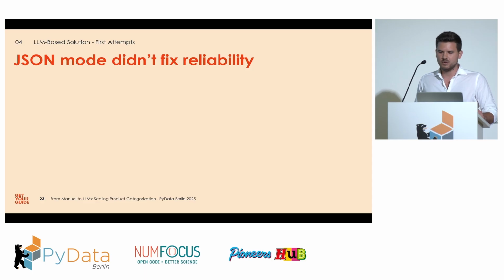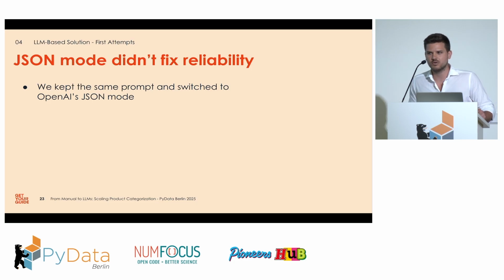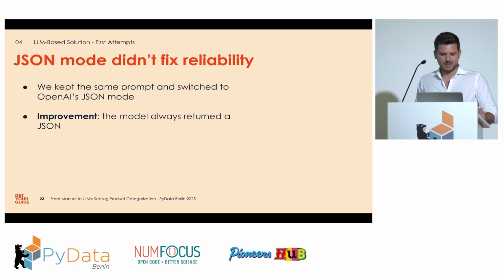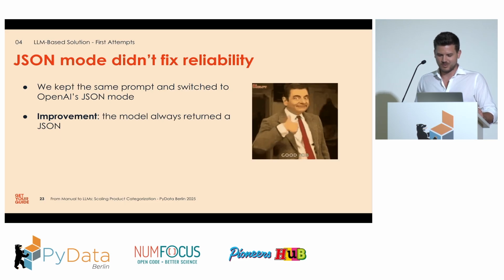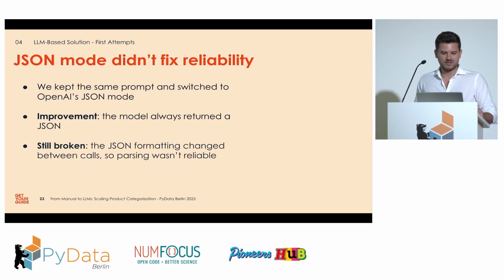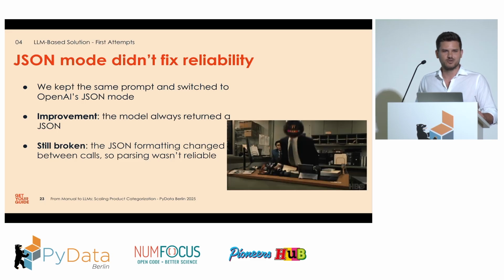Then we thought we had the solution. OpenAI released the JSON mode. So did any of you use JSON mode in the past? Okay, so you know what I'm going to say now. We were thinking, yes, that's nice. We start to have JSON outputs. So great, it's working. But then the problem was they were still broken, because yes, you have a JSON, but sometimes the formatting changed between calls, or there were some unescaped quotes, dangling commas, missing characters. So yeah, not really useful at that time either.